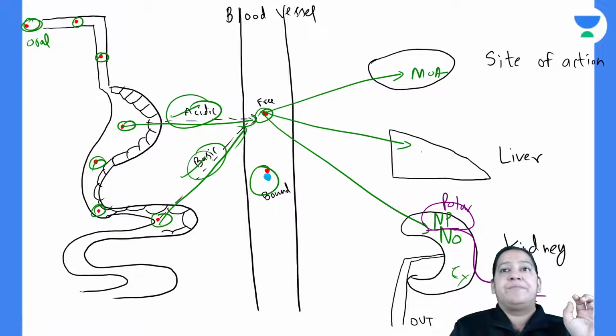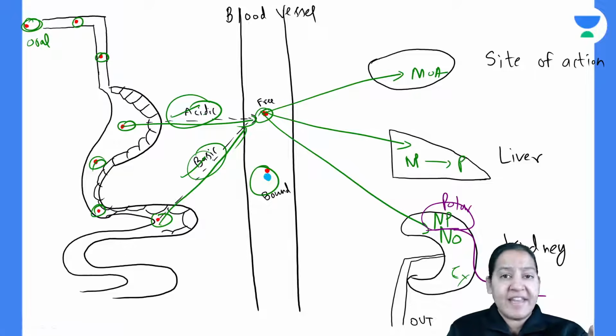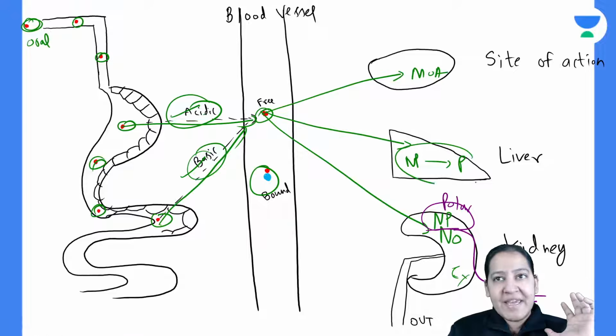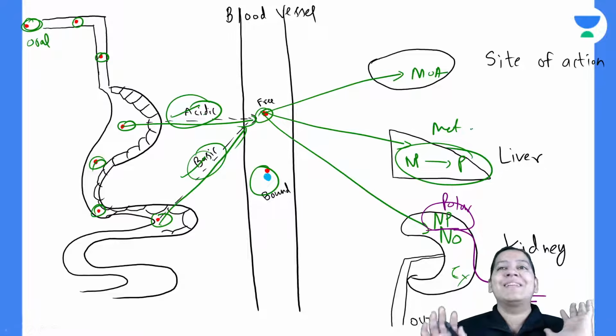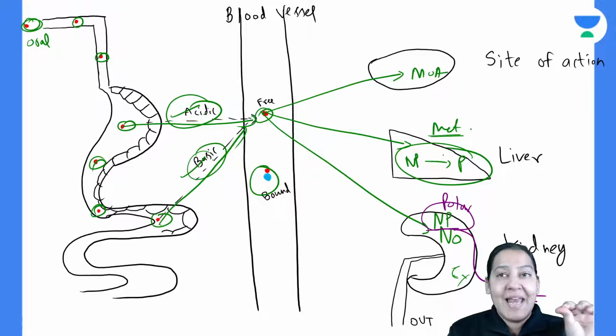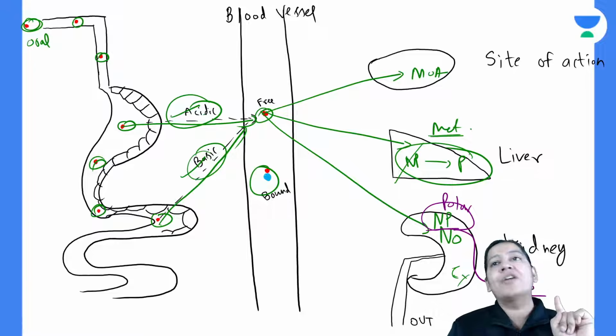The drug will first go to the liver and ask, can you please convert me from non-polar to polar form so that I can be excreted out of the body? The liver says, yes, I can do so. And the mechanism is known as metabolism. That is the definition of metabolism. Inside the cells of the liver, there are enzymes which convert a non-polar drug to a polar drug.